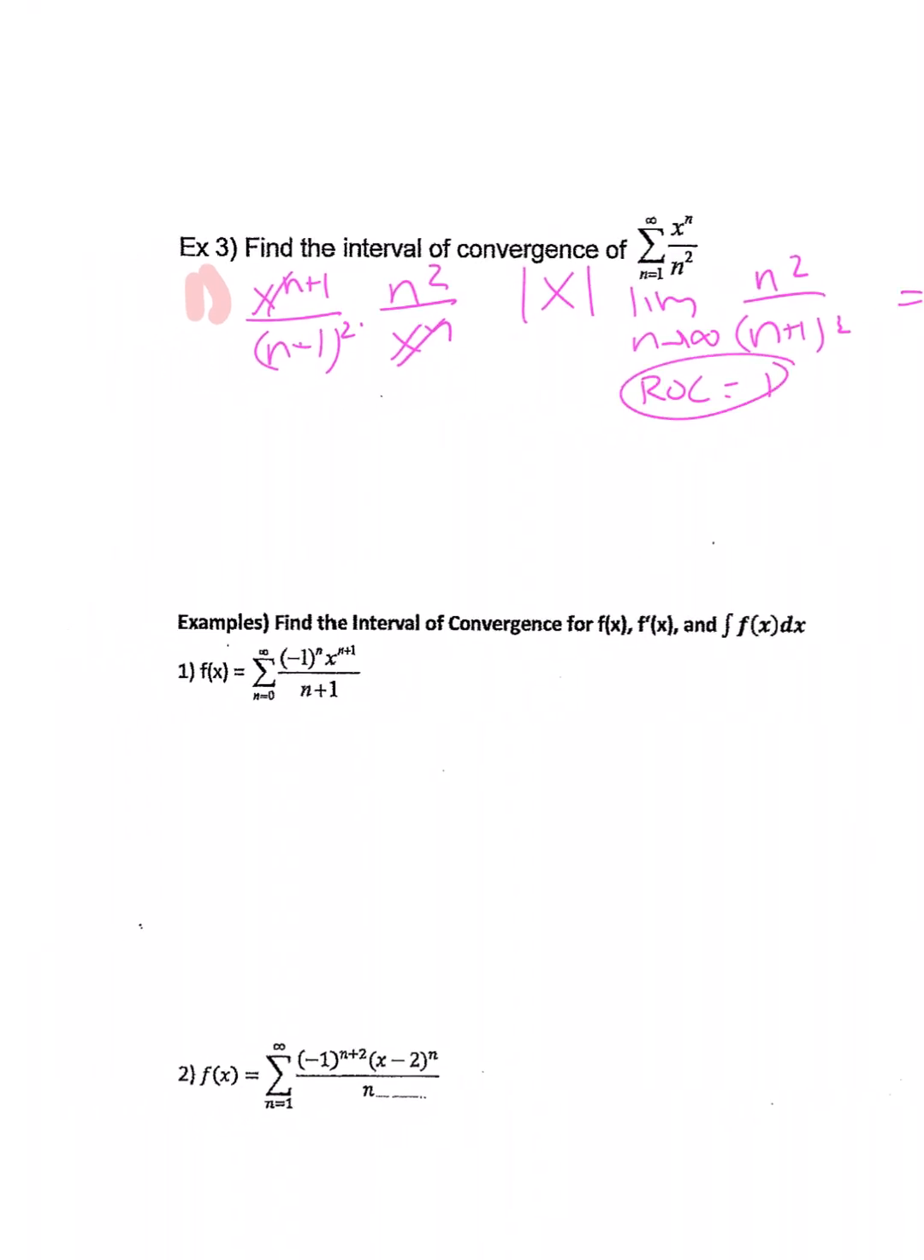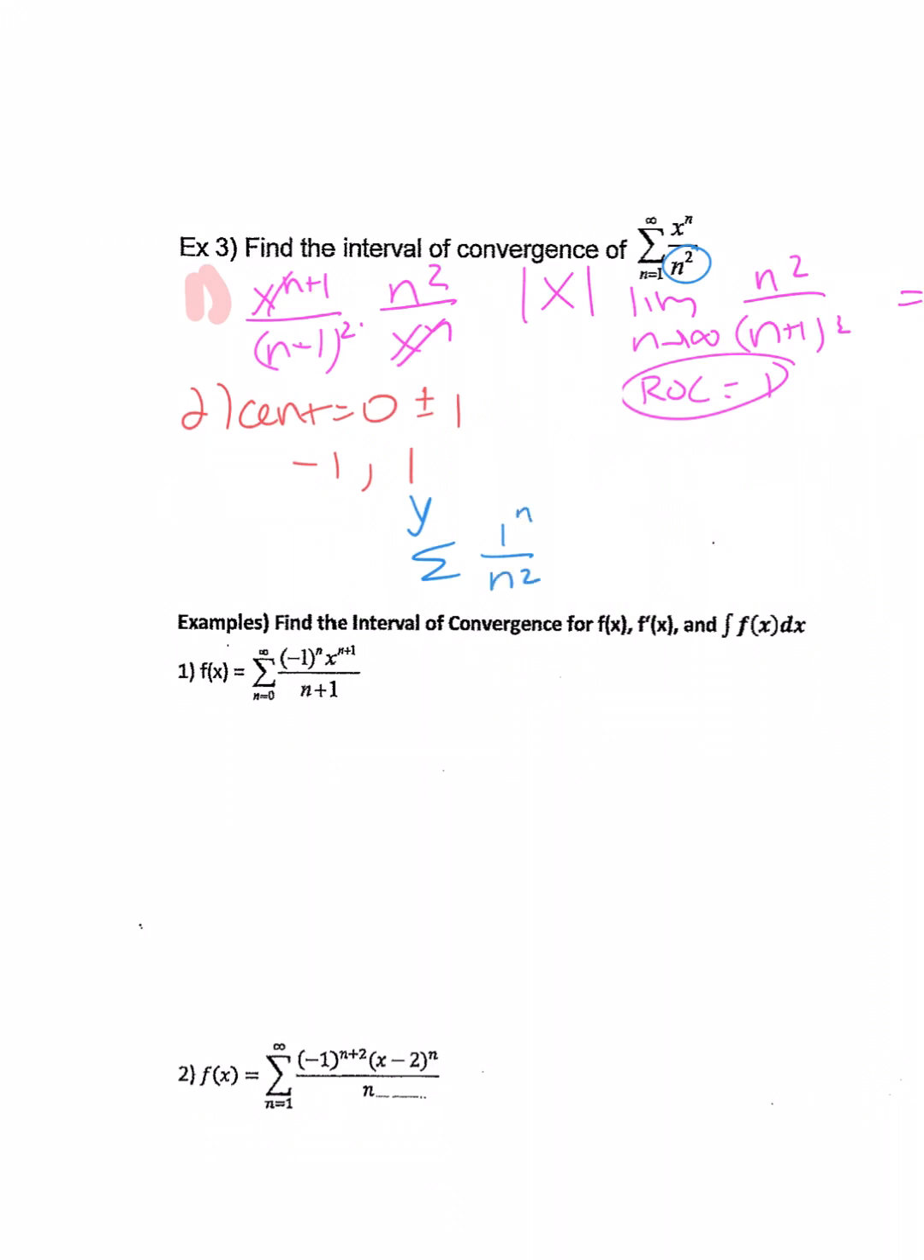This one is centered at 0 again, so we're going from 0 plus or minus 1, from negative 1 to positive 1. This one is a little different than the first one we did because now on the bottom we have an n^2. So in the positive 1 case, we're going to have 1^n over n^2, which is 1 over n^2.